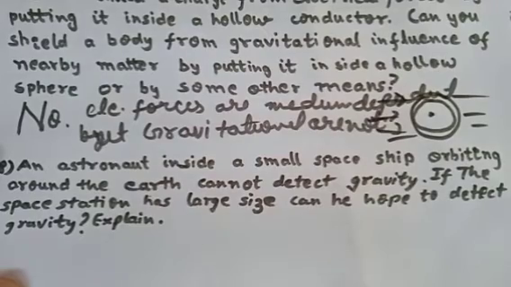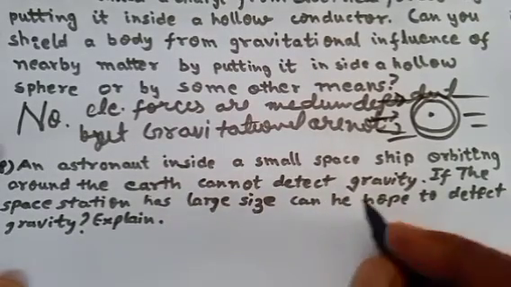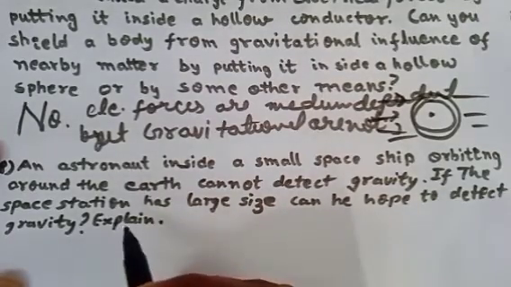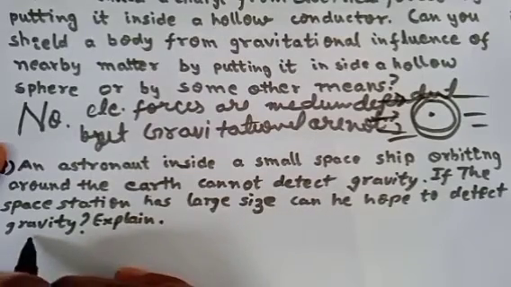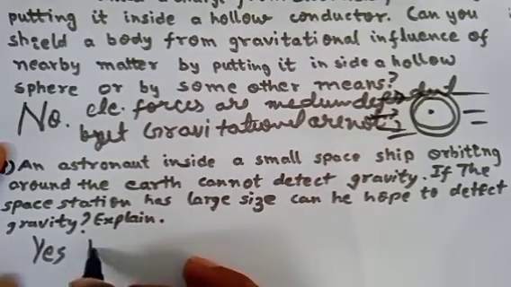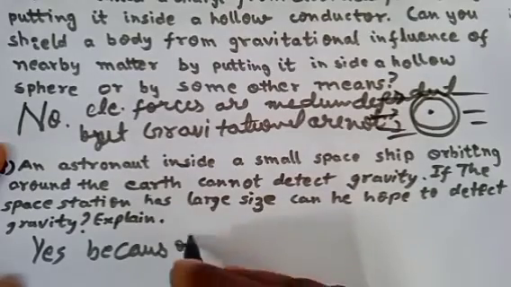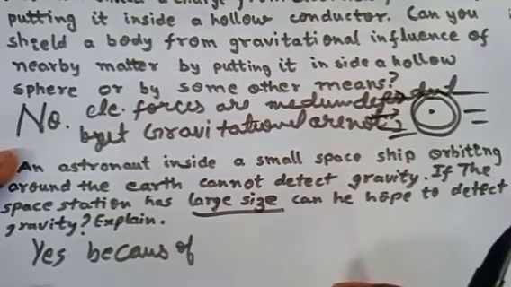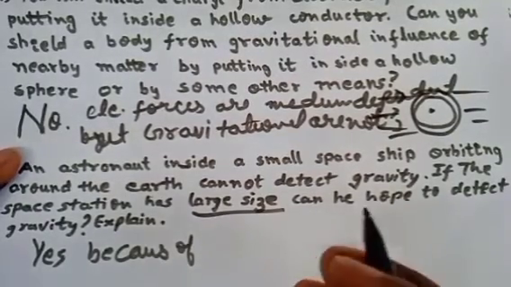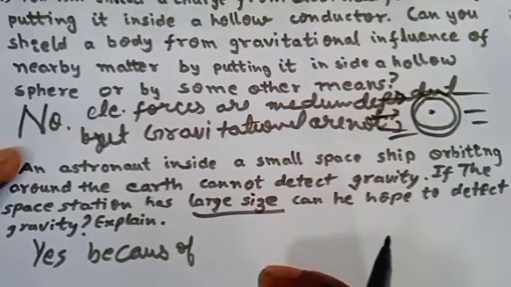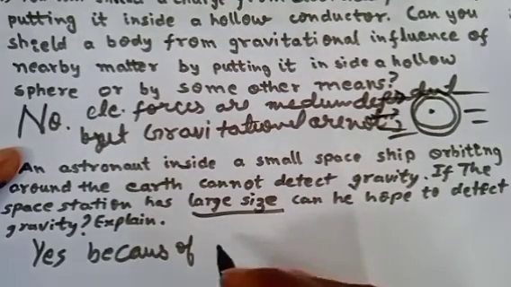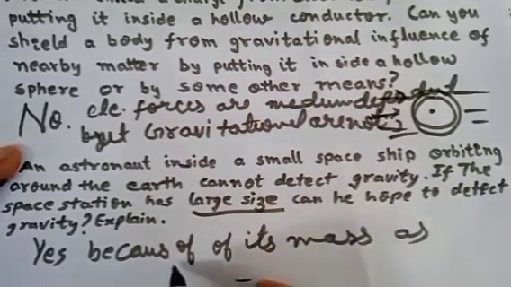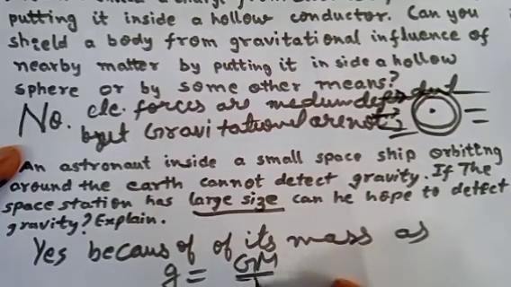An astronaut inside a small spaceship around Earth cannot detect gravity. If the space station is large, can he hope to detect gravity? Explain. Yes, because of mass. Large size, actually, they have used the term large size. Well, large size corresponds to its heaviness. It is a big space station, it will be having more mass. So because of its mass, as g is equal to GM upon R square.